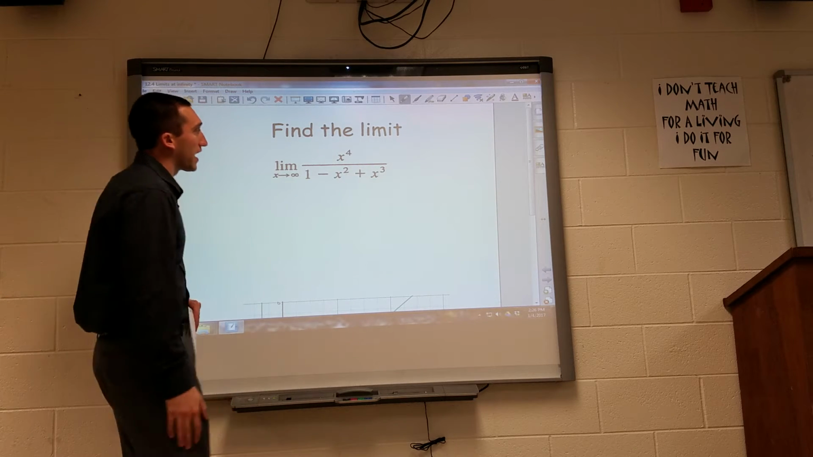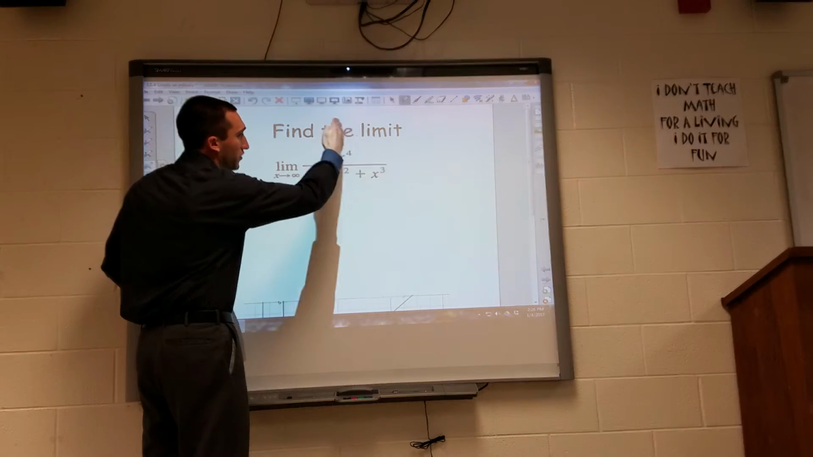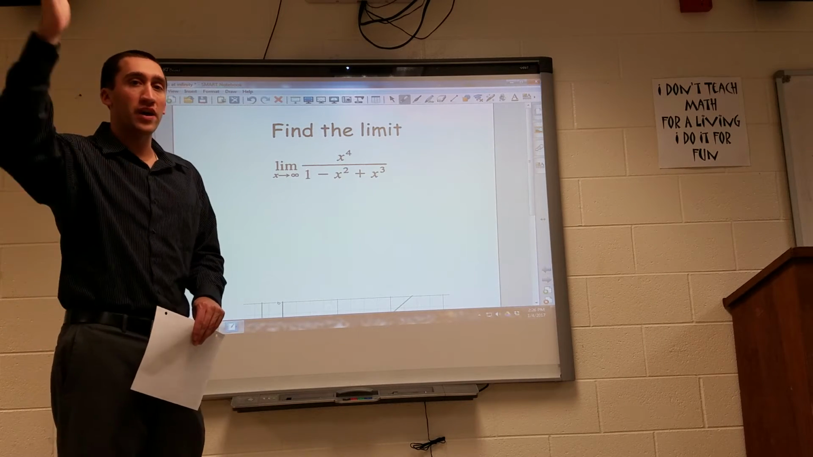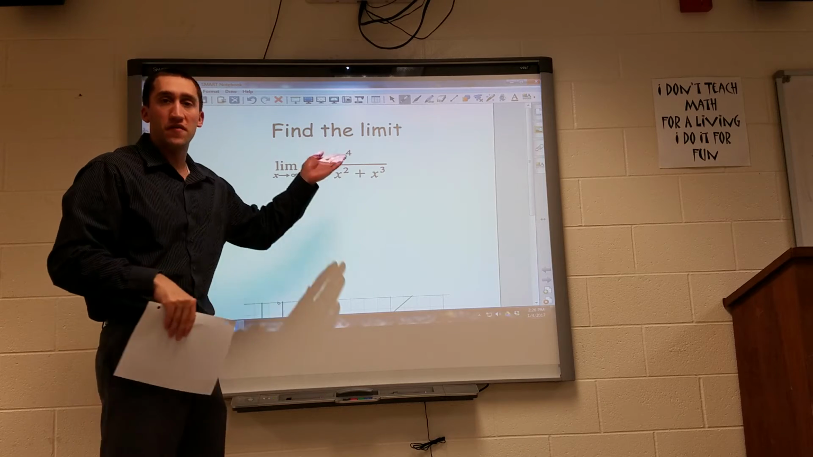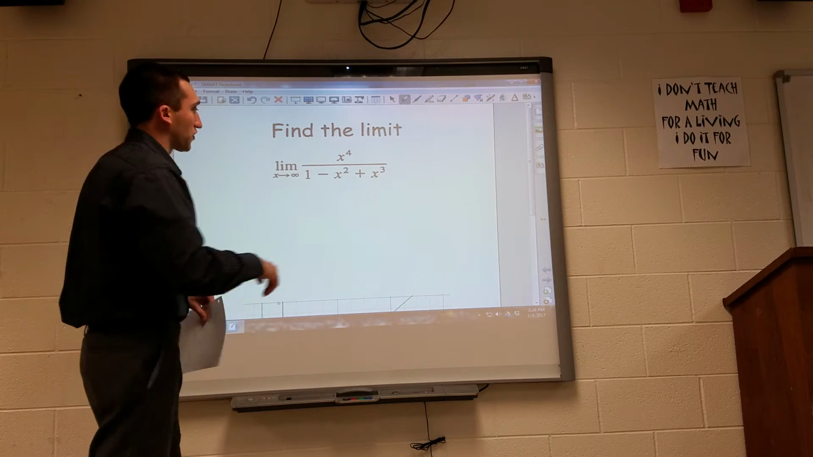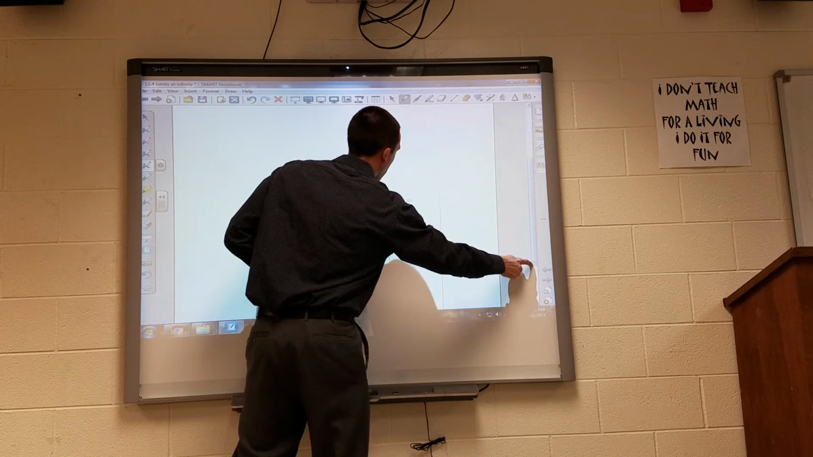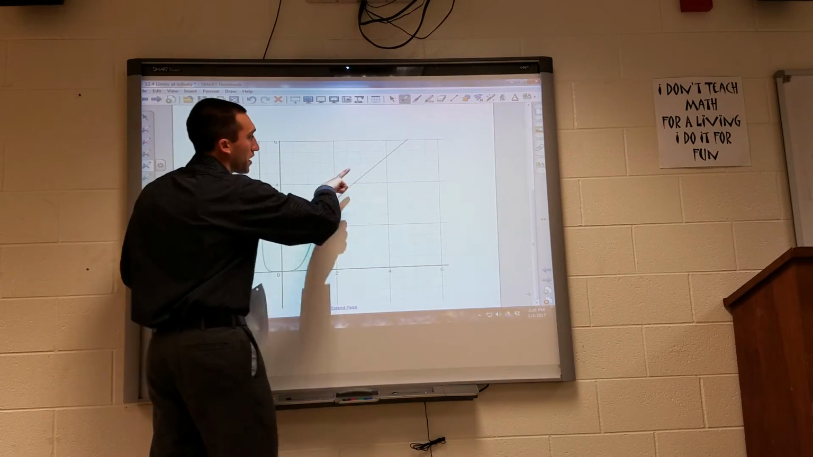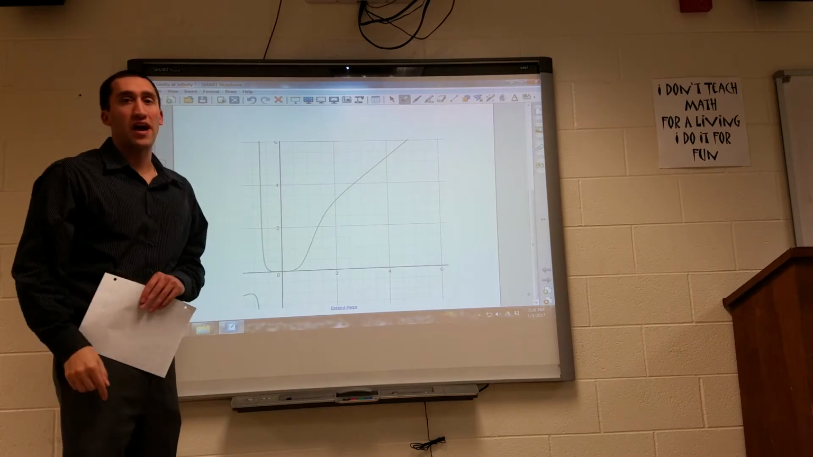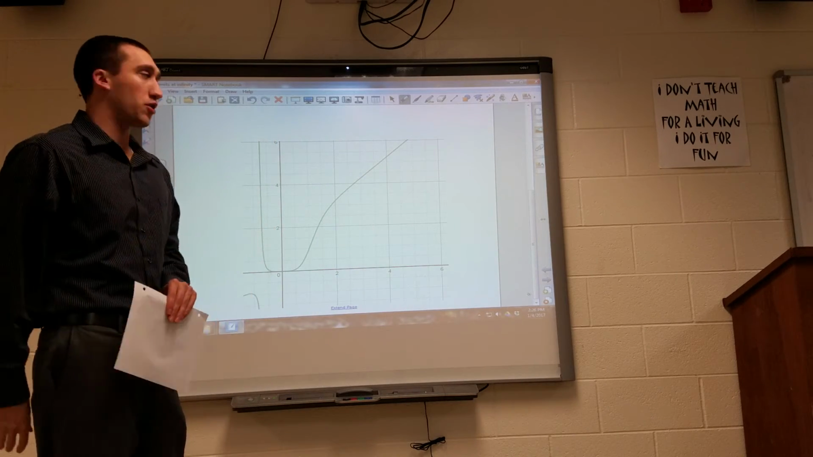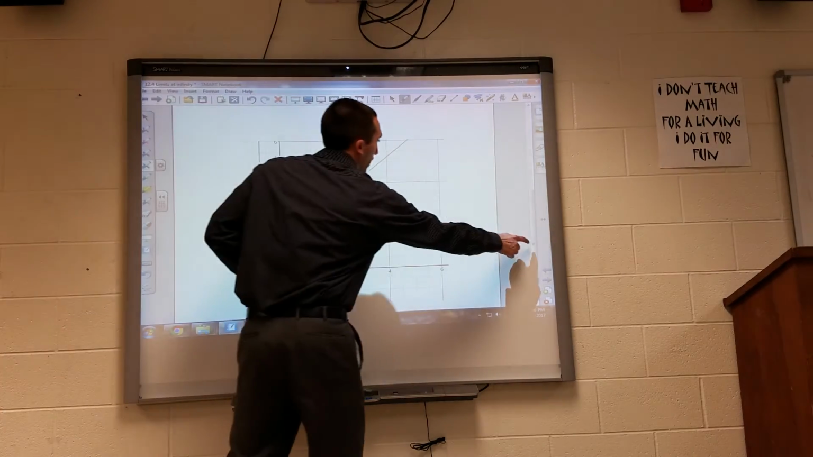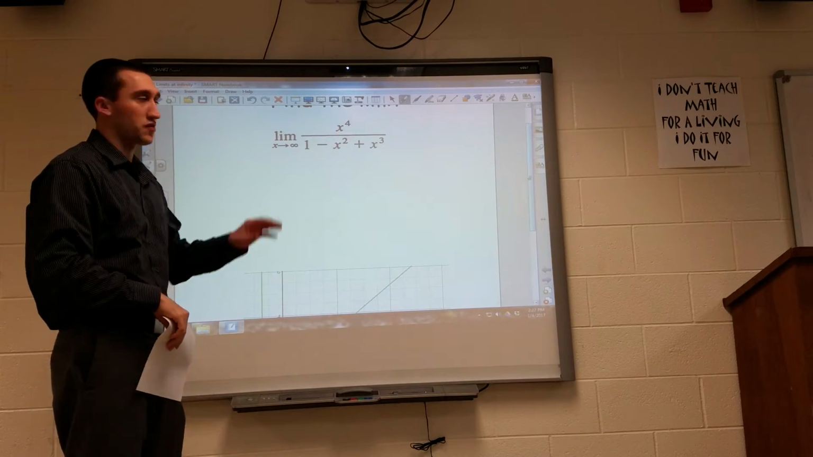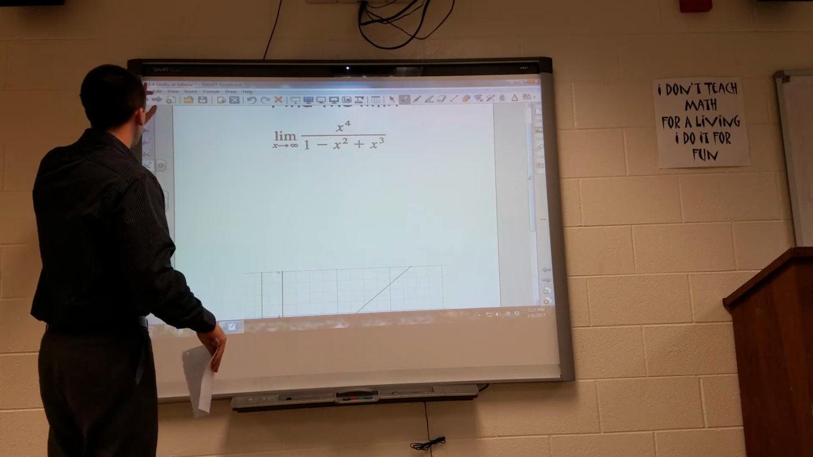If you want to think of it as the 3's canceling out, I still have an x left in the numerator, which means I'm going to infinity if I plugged infinity in for x. That just means as my x values go out towards infinity, my function is just going to keep on rising. It's never going to approach a number. So as x goes to infinity here, we're going to infinity because the numerator has a larger degree.